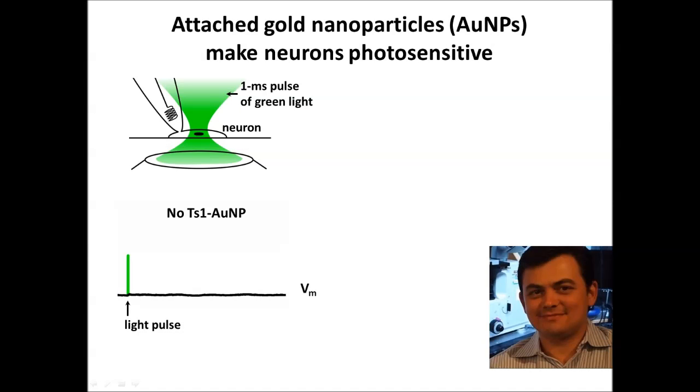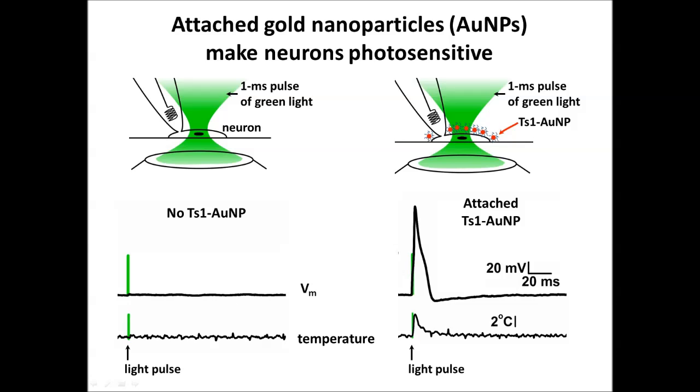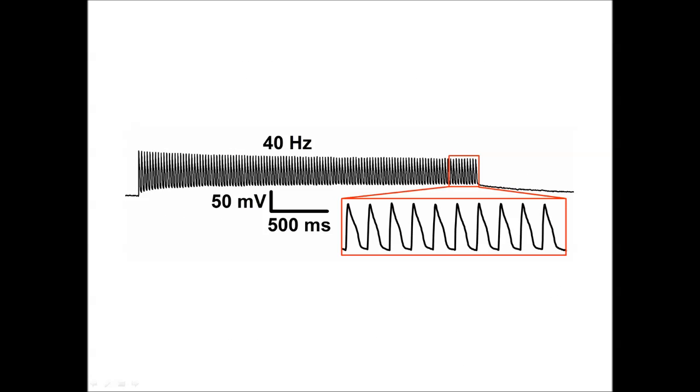Hello, I'm João Carvalho de Souza. As Bobo mentioned, we have used TS1 to attach gold nanoparticles to neuronal membranes. Before adding the TS1 functionalized gold nanoparticles, no voltage change develops when a 1 millisecond pulse of light is presented. However, when we attach gold nanoparticles to the neurons, an action potential is triggered by light. Furthermore, the temperature measured close to the neuron increases by less than 2 degrees during the light pulse. This technique enables stimulation of action potentials at up to 40 Hz in DRG neurons, and even this frequency is limited not by the technique, but instead by intrinsic properties of the neurons.